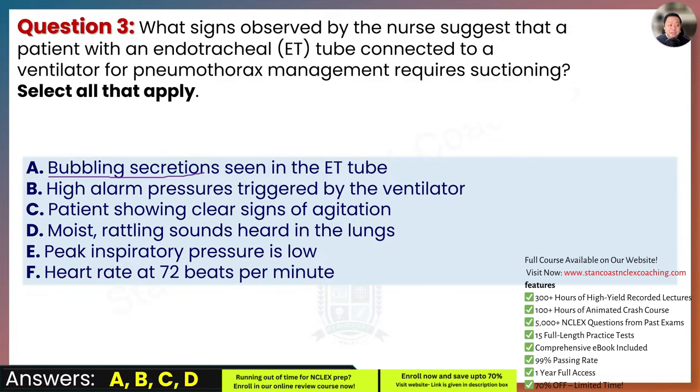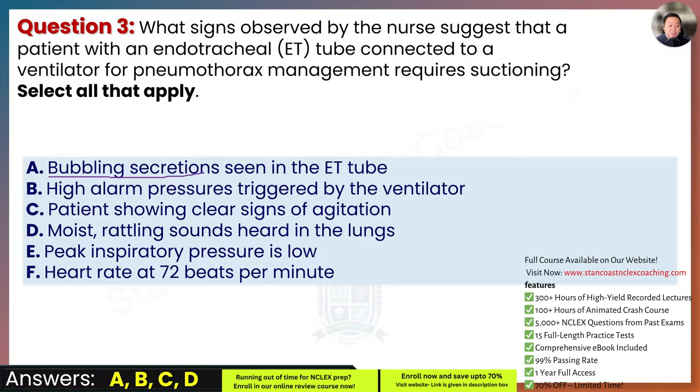Now, another option here is letter B, high alarm pressure triggered by the ventilator. When the ventilator detects increased airway resistance, it will trigger a high pressure alarm. Mucus blocking the endotracheal tube can make it harder for air to pass through. That's why it's going to increase the pressure. And suctioning removes the obstruction and brings the pressure back to normal.